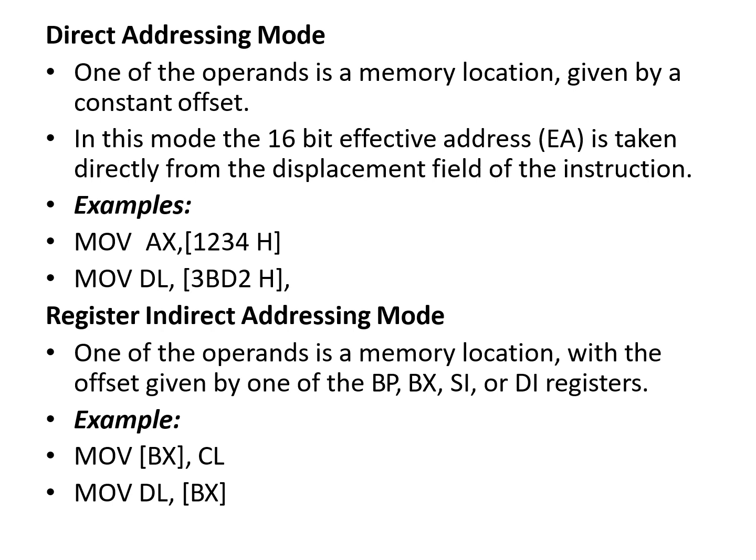As per the example, the content of CL will be moved to the physical address calculated using the offset value present in BX plus the segment address, which is calculated by multiplying by 10 or left shifting by 4 times, and added with the offset present in the BX register. The physical address is formed, and in that physical address we are moving the content of CL.